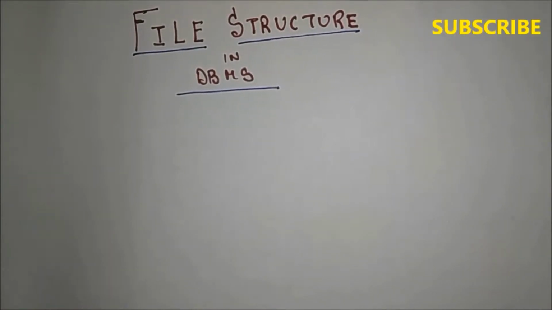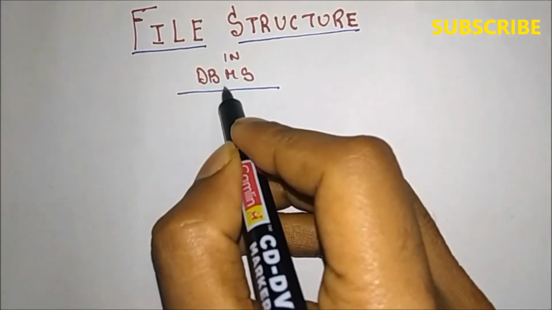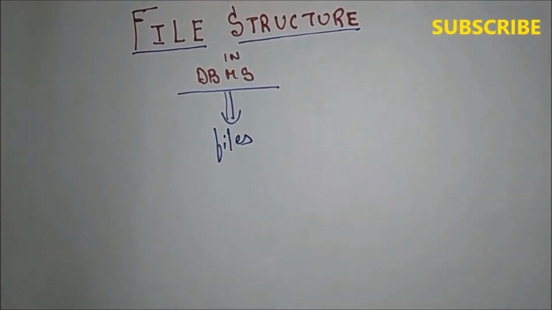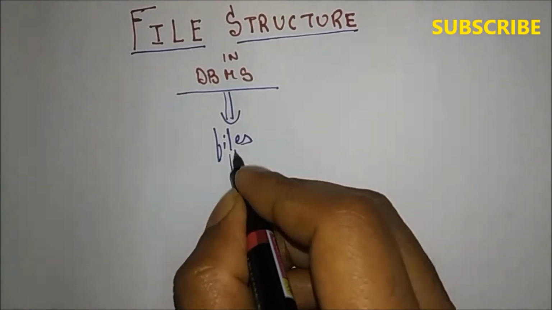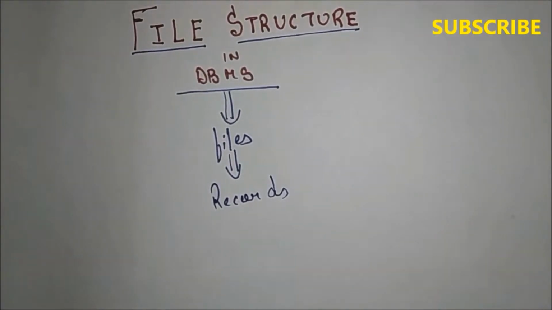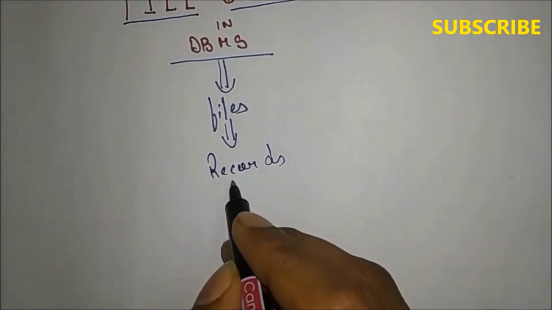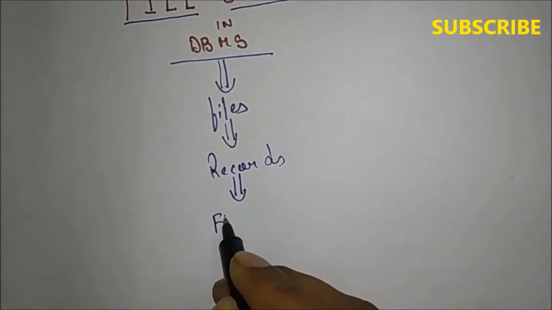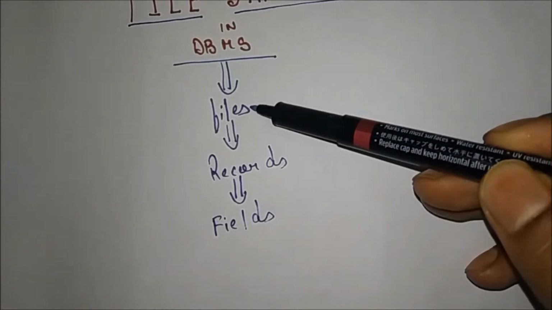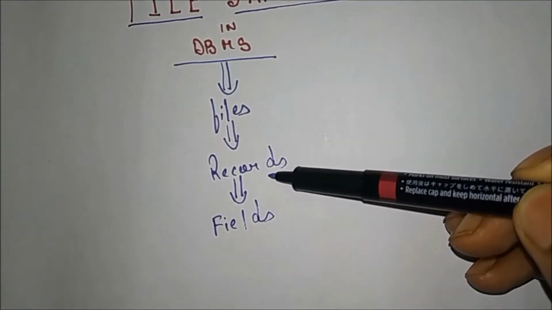Now in DBMS, what is file structure? In DBMS, we study file structure. DBMS is a collection of files, and files consist of a sequence of records, and records consist of a sequence of fields.